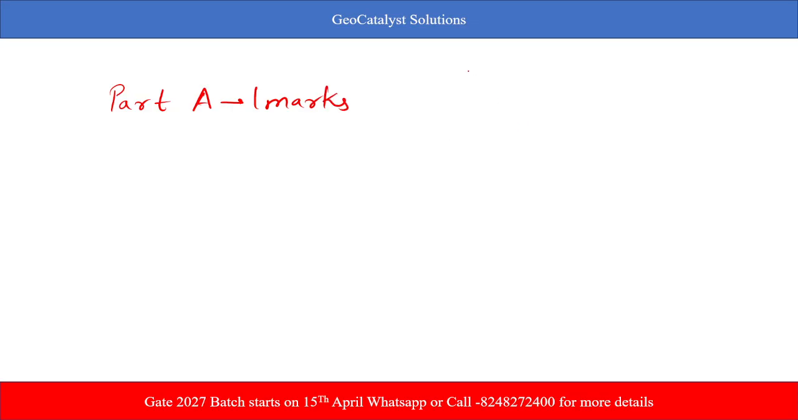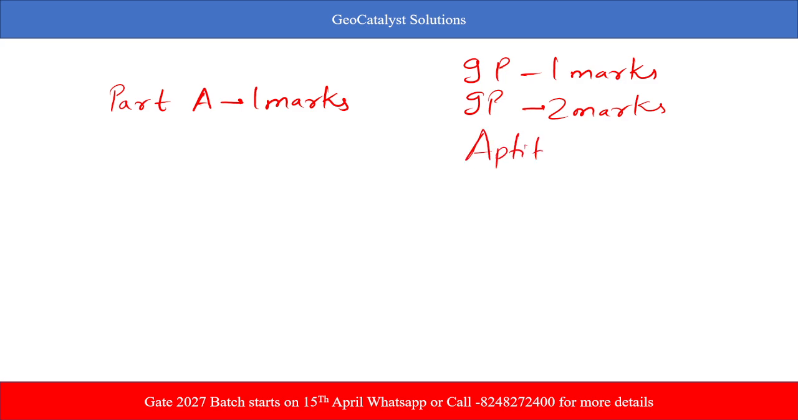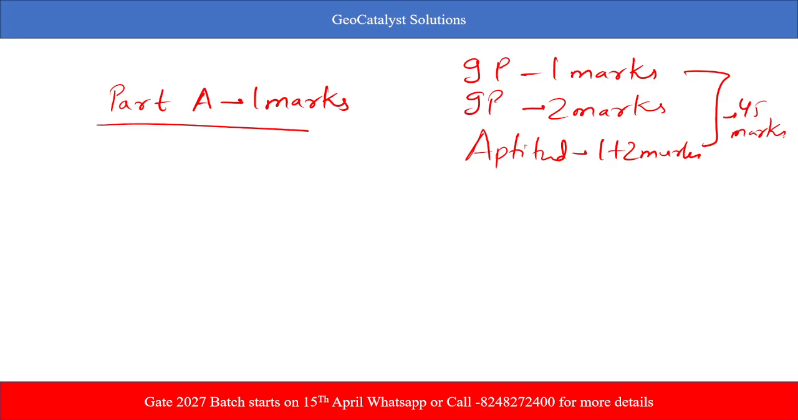In previous videos we have discussed image processing 1 marks questions, image processing 2 marks questions, and aptitude. One video is there, and that has 1 plus 2 marks both. So 45 marks we have already discussed. Now we will discuss Part A 1 marks questions. Next video will be Part A 2 marks questions and then surveying.